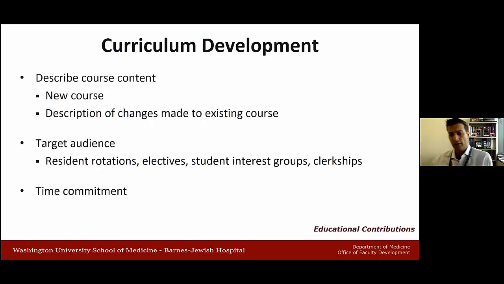All right, other educational contributions would include things like curriculum development, whether it's a new course or an update on a current course. Definitely mention who it is that you're teaching, whether it's cross-specialty, whether it's to the students in the med school, fellows, residents, et cetera. There is a time involved with that, not just in the delivering of the content, but in the developing of the content. That takes a lot of time offline that is worth writing down.